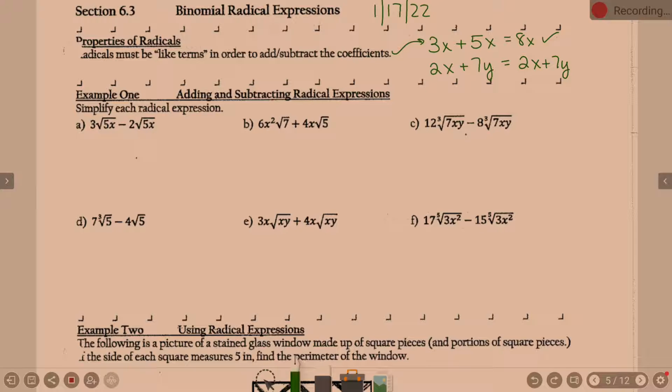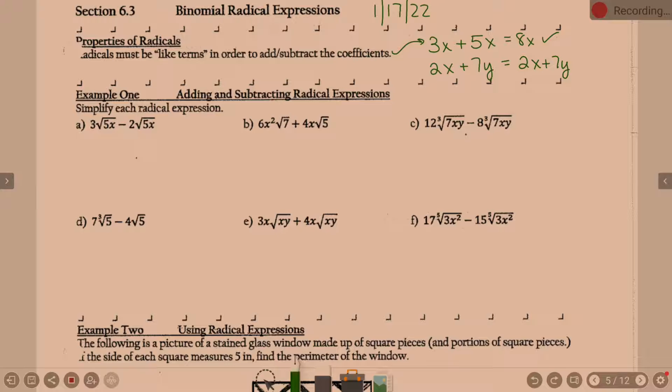And so as we look at example A, thoughts on 3 square root of 5x minus 2 square root of 5x? What's your guess, Lorna? Half right. It all comes down to how we write our final answer. So if you do that, are you saying the answer is just 1? I don't know. You don't know how you're going to write your final answer yet.